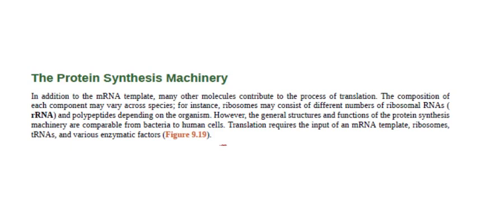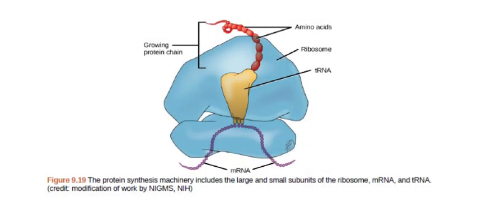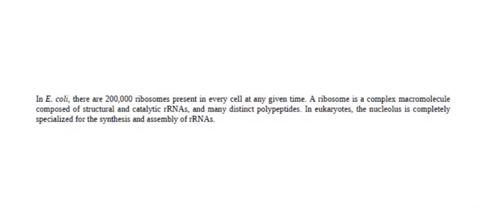Translation requires the input of an mRNA template, ribosomes, tRNAs, and various enzymatic factors. Figure 9.19. The protein synthesis machinery includes the large and small subunits of the ribosome, messenger RNA, and transfer RNA. In E. coli, there are 200,000 ribosomes present in every cell at any given time. A ribosome is a complex macromolecule composed of structural and catalytic rRNAs, ribosomal RNAs, and many distinct polypeptides.